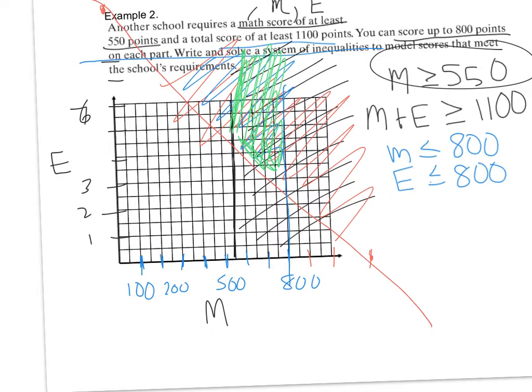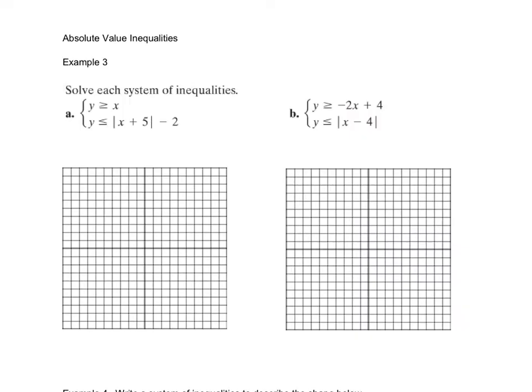You're going to have an infinite number of solutions with this inequality. So the solutions would be all of the numbers that are between here. All these ordered pairs are going to work. So you can also solve systems of inequalities that are parabolas, absolute values.